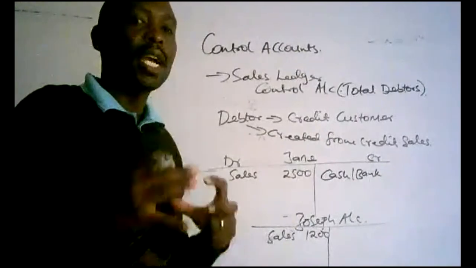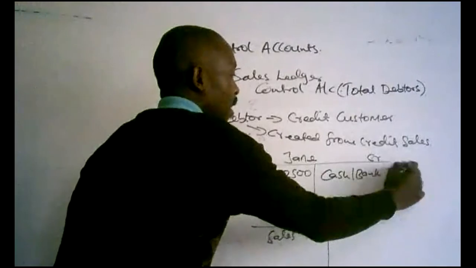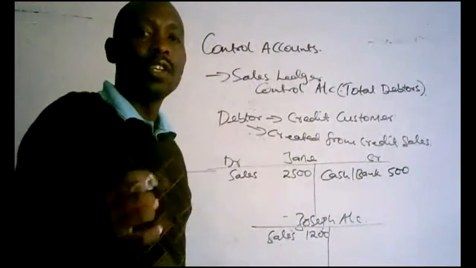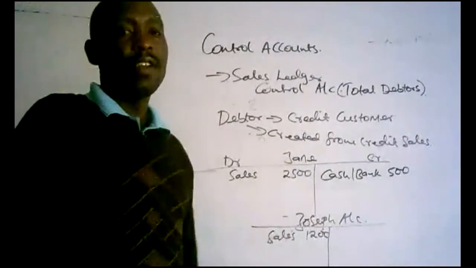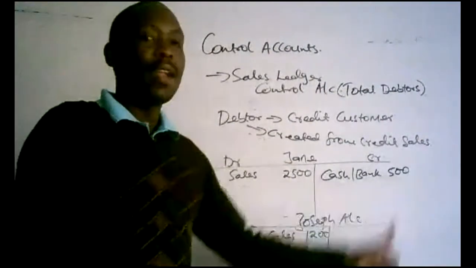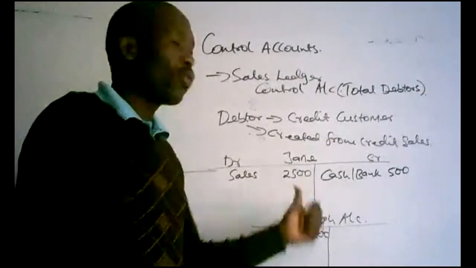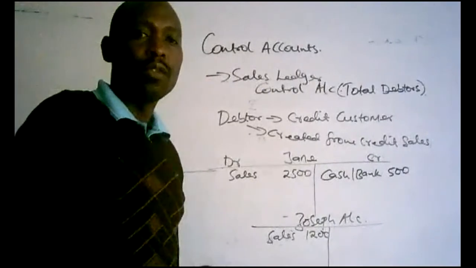If he has paid by cash, you credit this account by cash and you write 500. If the person has written you a check of 500, you will credit by bank 500. So this one will now look like it is 2500 minus 500. So the person has got a balance of 2000.